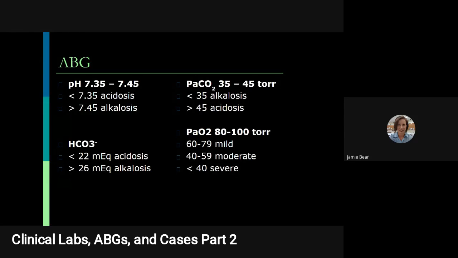And then from our arterial blood gas, we can also get our oxygenation level. A PaO2 of 80 to 100 torr is normal, 60 to 79 mild, 40 to 59 moderate, and less than 40 is something we can say is a severe hypoxemia.